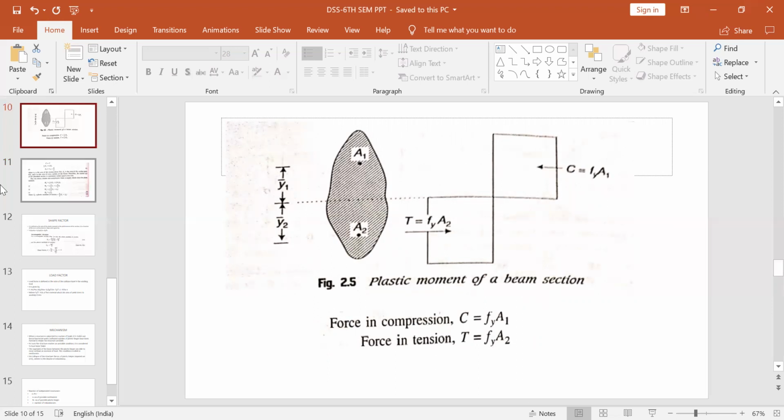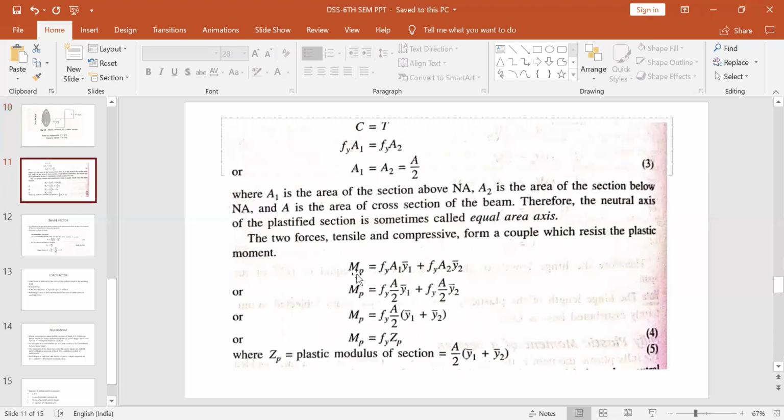Now, what is the plastic moment? Fy A1, that is the tensile force, into y1 bar about the plastic neutral axis, and the lower section, the tensile portion, will be Fy A2 into y2 bar. Mp is Fy times A1, which from this equation is A by 2, into y1 bar, plus Fy into A2, which is A by 2, into y2 bar.